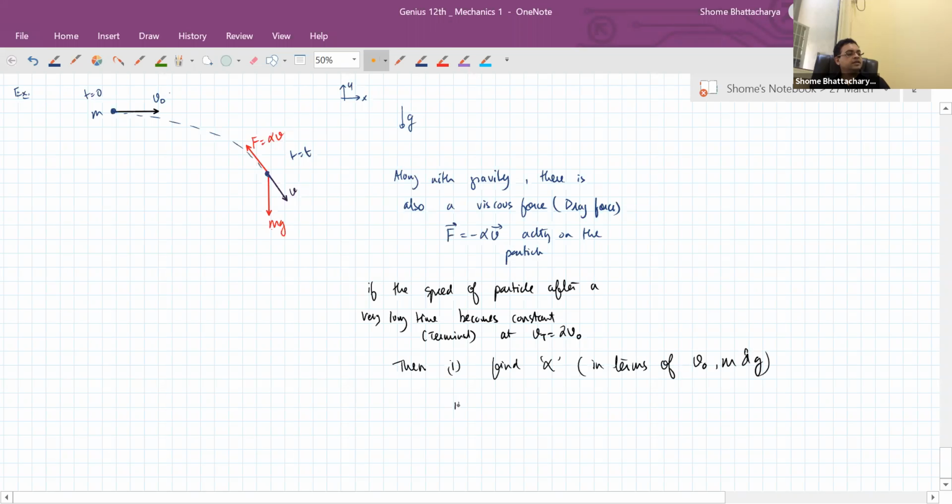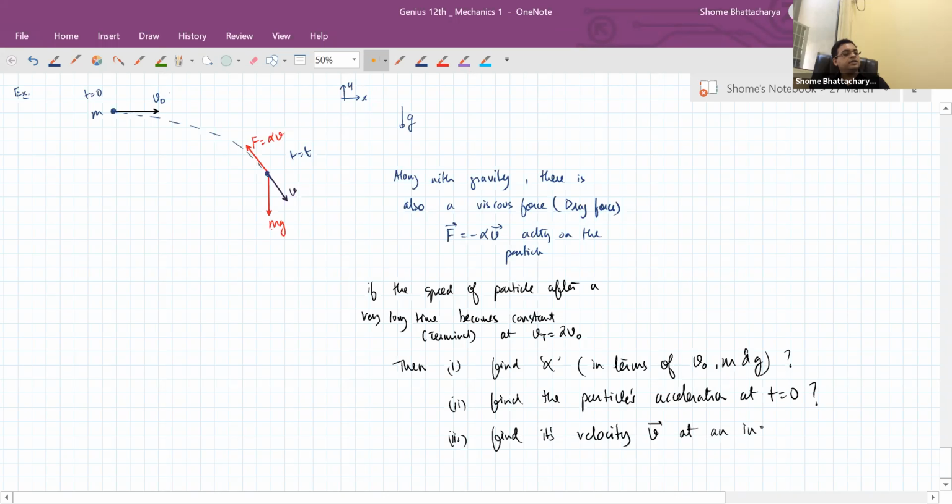Secondly, find the particle's acceleration at t equal to 0. Third, find its velocity v at an instant when the horizontal component of velocity has become v naught by 3.